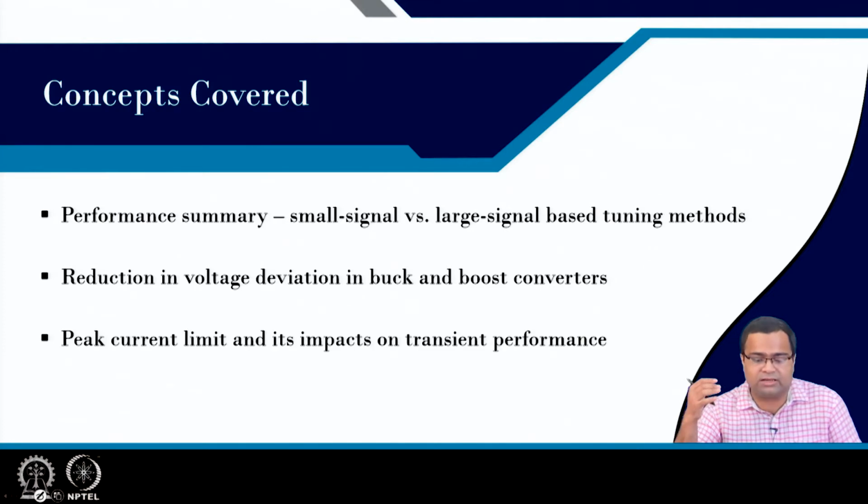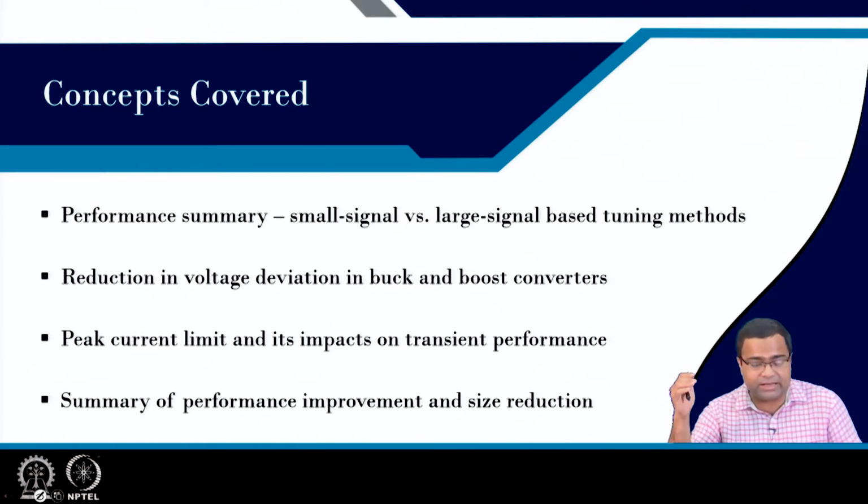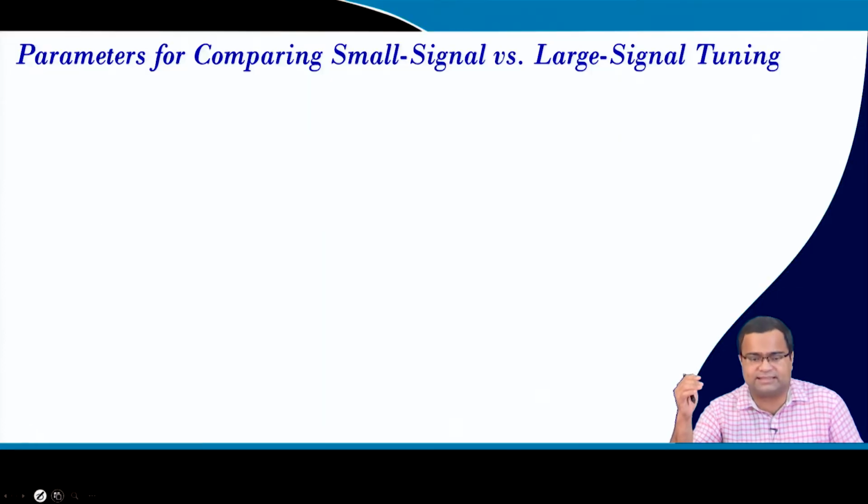buck and boost converter, then if we impose a peak current limit, what is the impact on the transient response, because we need to achieve time optimal recovery using large signal tuning. But that will come with a price of somewhat higher current overshoot. But if you impose a current limit, then we want to see what is the performance with that current limit. Then we want to summarize the performance improvement and size reduction.